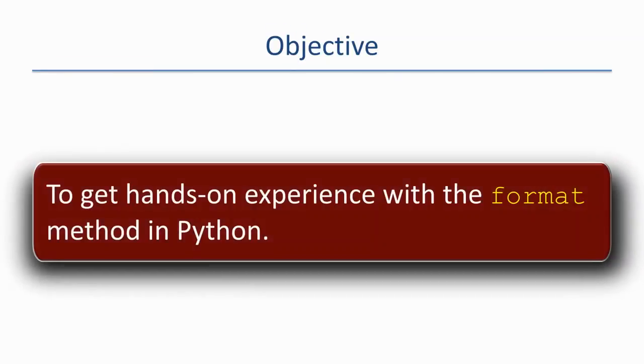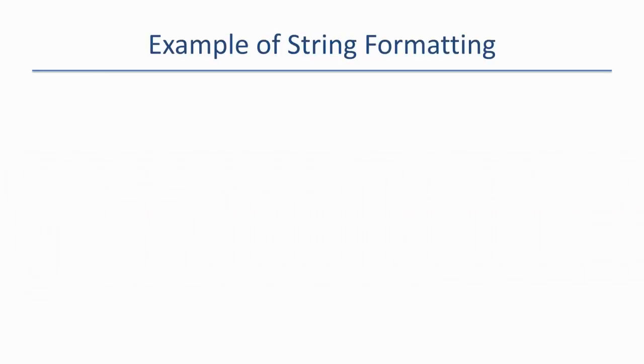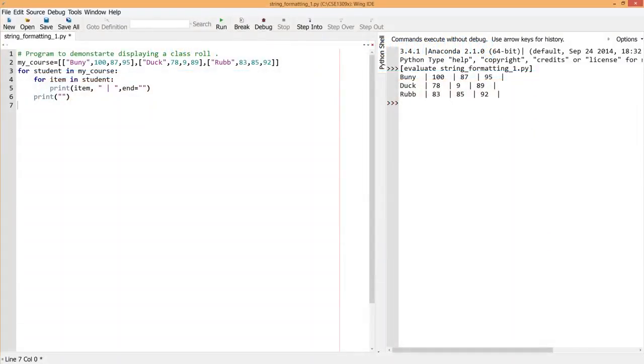The goal of this lesson is to get hands-on experience with the format method. Recall this problem from the previous lesson when we wanted to properly format and print a class roll. Let me go back to our example program about displaying student grades and make sure that all the requirements are met. Remember that we wanted to display student grades such that the names are left justified, the numbers right justified, and the columns are all aligned with each other.